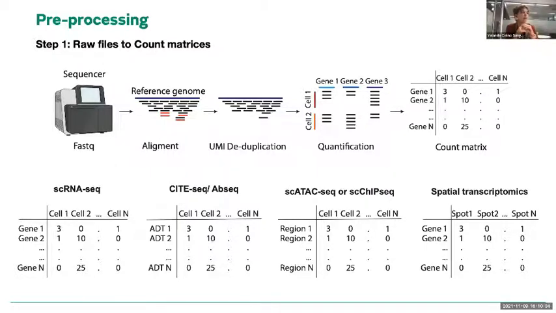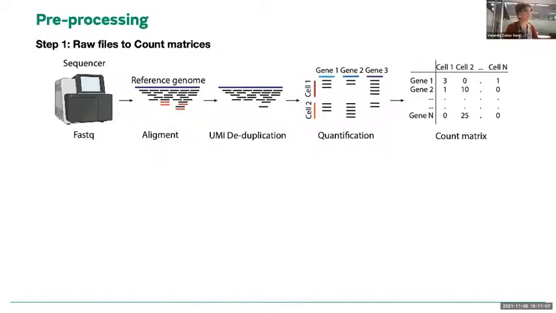So obviously, depending on which technology, you will have this matrix, but basically each step of the pipeline will be the same. It's just that there are some things that will have to be different depending on which technology you have. And there are then some specialized packages for some of these other technologies that are not single-cell RNA-seq. But yeah, I will mostly focus on single-cell RNA-seq.